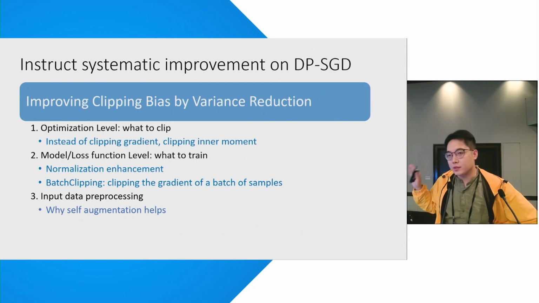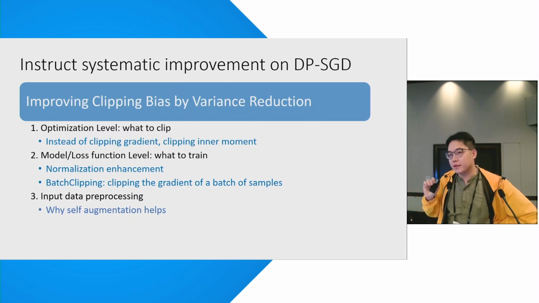Given this theory, we have a clear goal in the following: how can we reduce the variance of the per-sample gradient under the sensitivity control framework? In this paper, as a first step, we point out three directions for this goal. First, from the optimization level, what to clip is to ensure bounded sensitivity control. Not necessarily do we need to clip the per-sample gradient.